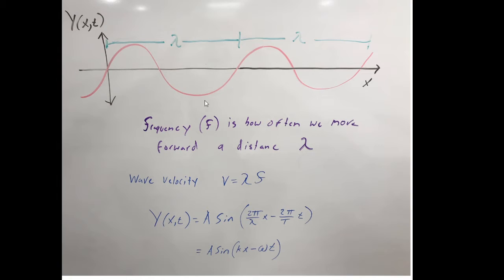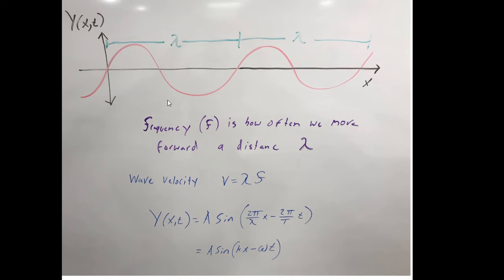So the first thing we could come up with is, because now our wave is moving, imagine this red line is going to be moving to the right, we need to be able to come up with a wave velocity.